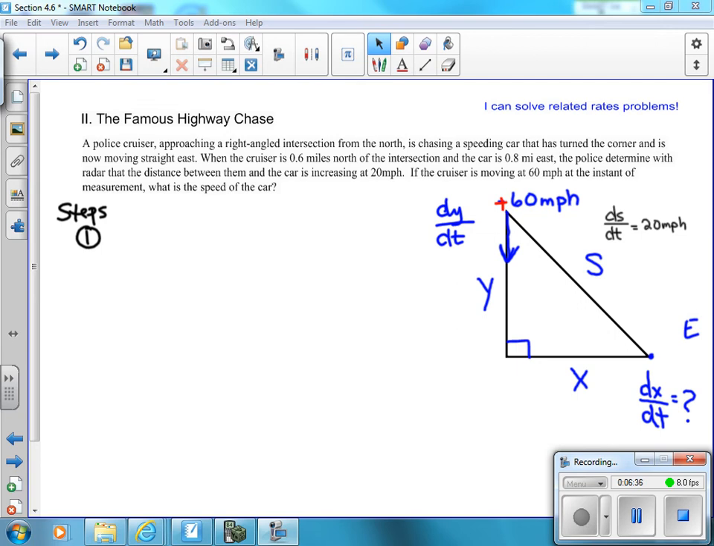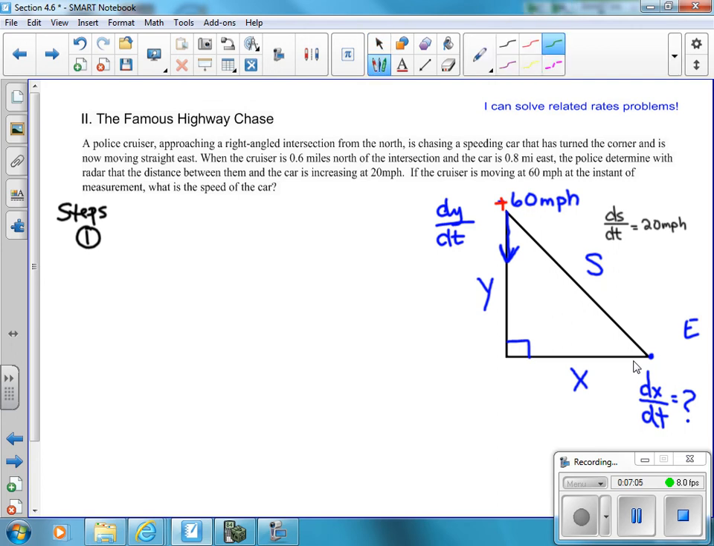Okay, so this is the famous highway chase. We have a police car coming here, going south. It's coming from the north. This second car has just turned right at the corner, and it's moving east. When the cruiser is 0.6 miles north of the intersection and the car is 0.8 miles east, the police determine with radar that the distance between them is increasing at 20 miles per hour.